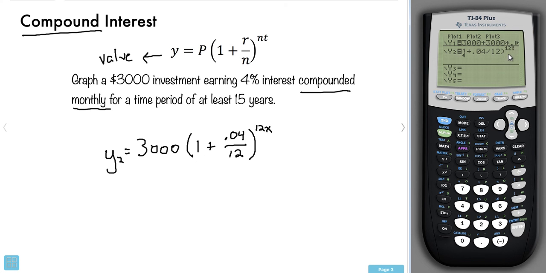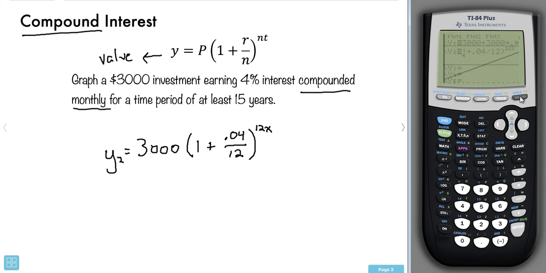If you're looking at this video with an older graphing calculator, though, just bear in mind you're going to have your to the power of symbol written in here, and then the exponent should be in brackets to show that the 12 and the X are in the exponent.